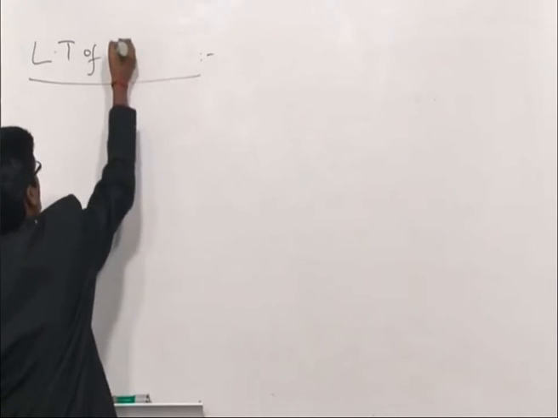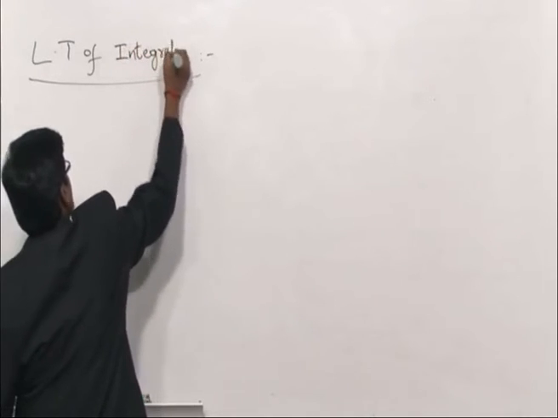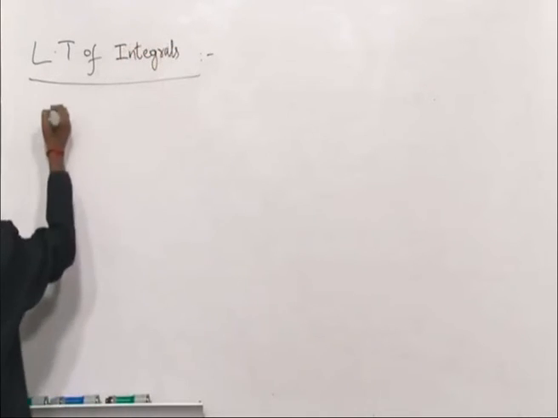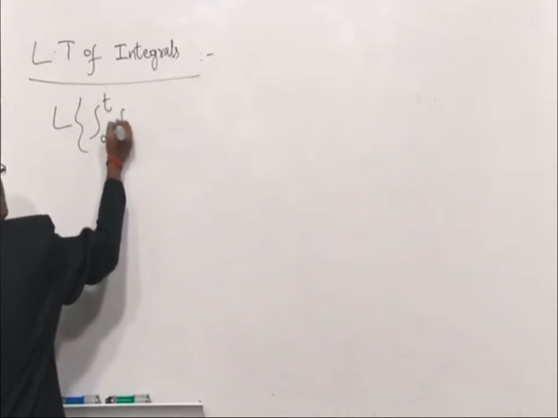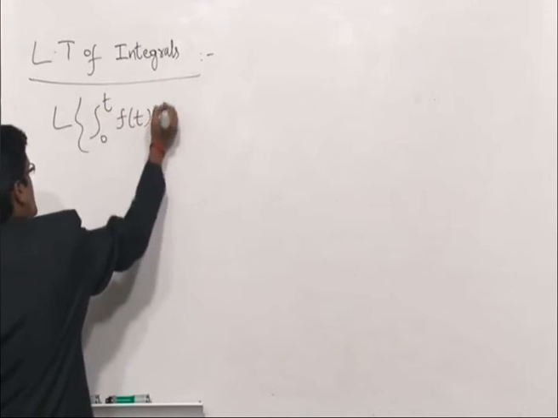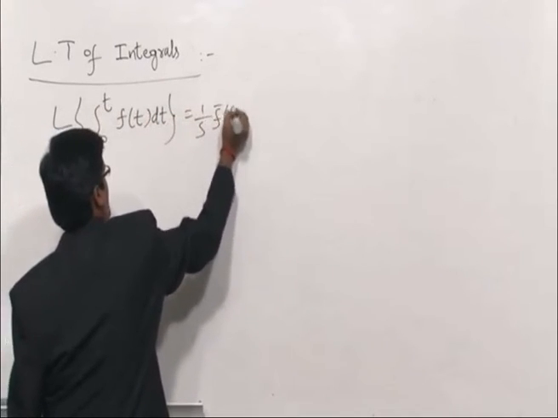Laplace transform of integrals. L of the integral from 0 to t of f of t dt is equal to 1 over s times f bar of s.